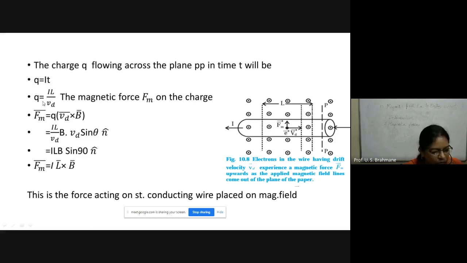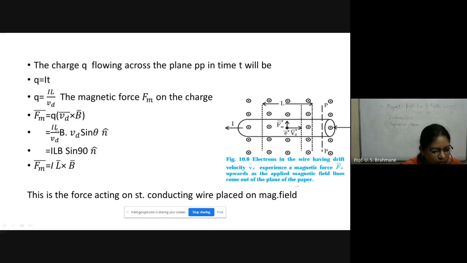Now, what is t? t is equal to L upon vd, because distance upon velocity gives time. The magnetic force Fm on the charge, that is Fm equal to q vd cross B vector. So we know this is the magnetic force.